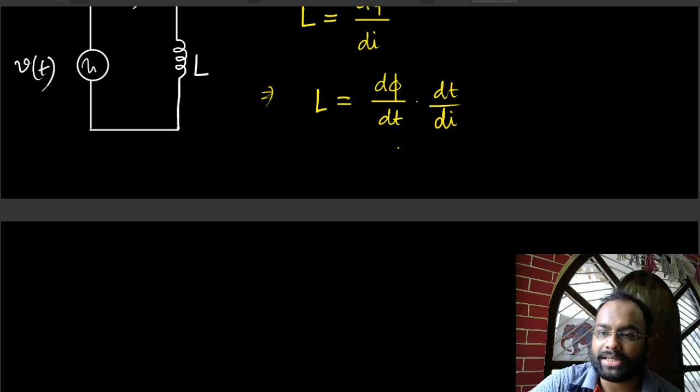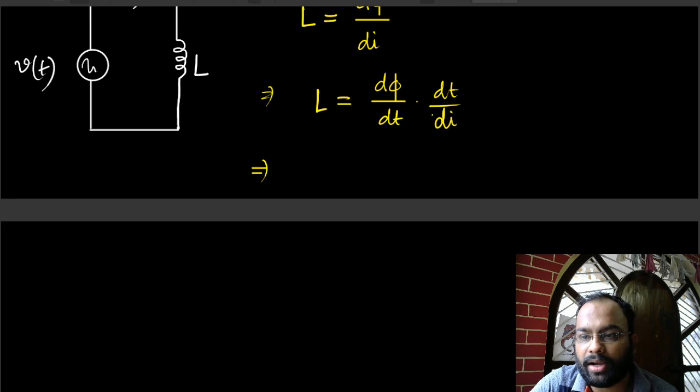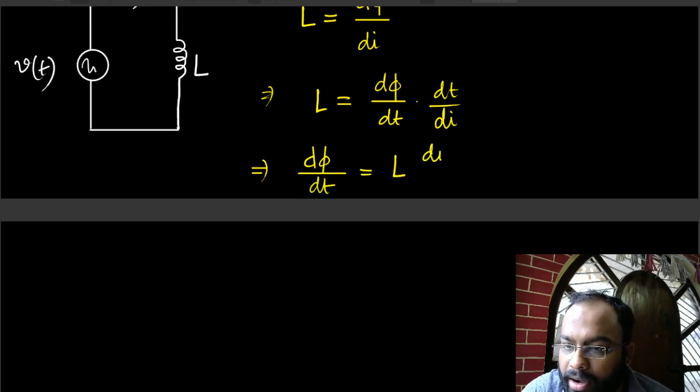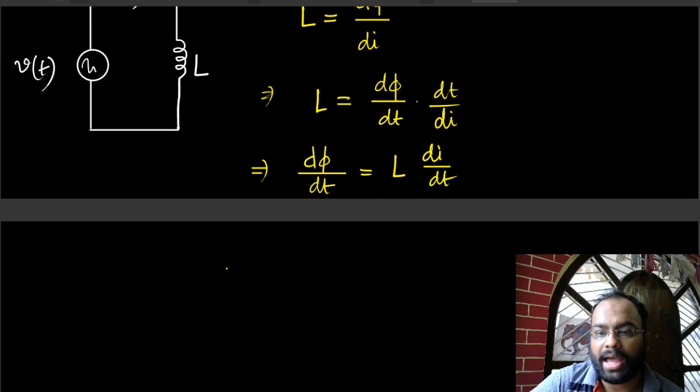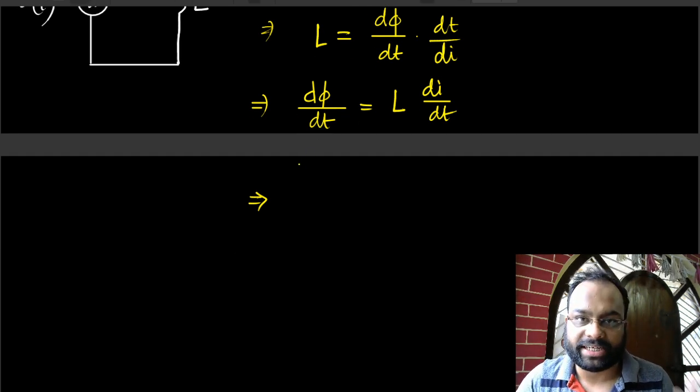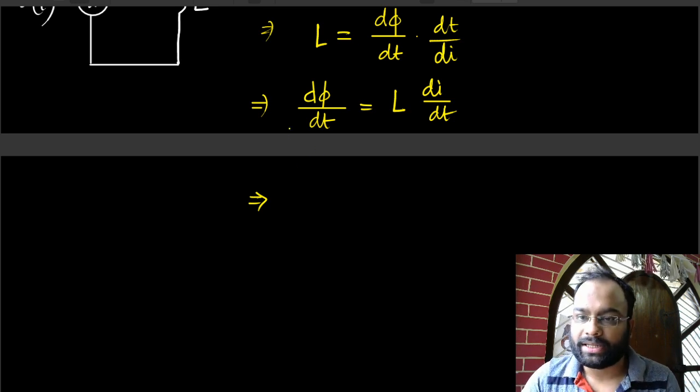So that's like that, and we can bring this to the left hand side. So this becomes L di/dt, and that's equal to dφ/dt. And on the next line, what is dφ/dt? This is the rate of change of magnetic flux with respect to time, right? And Lenz and Faraday told us that this is the induced EMF.